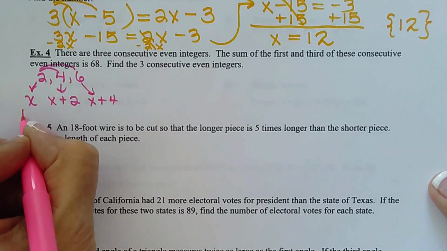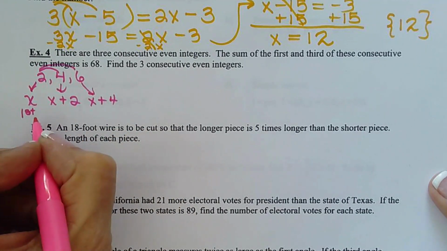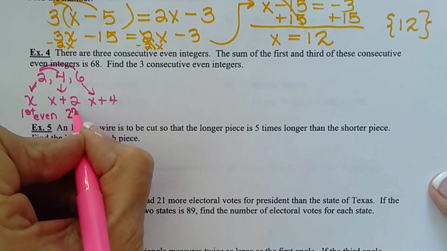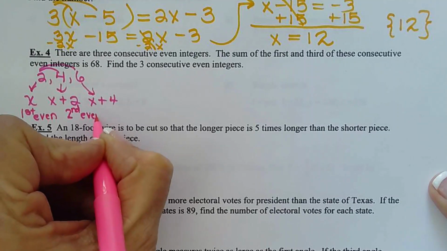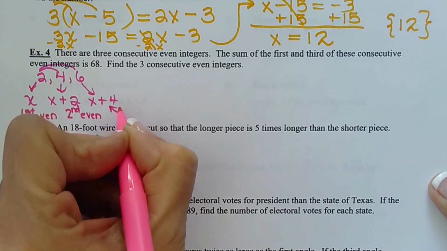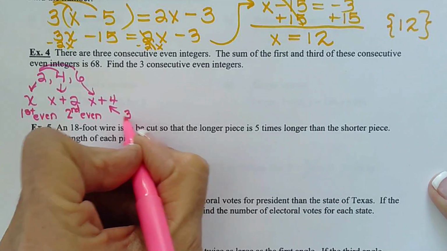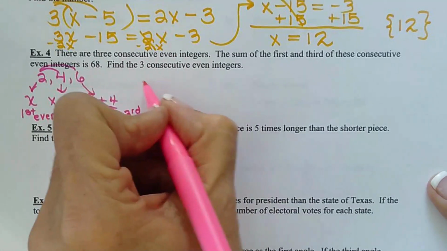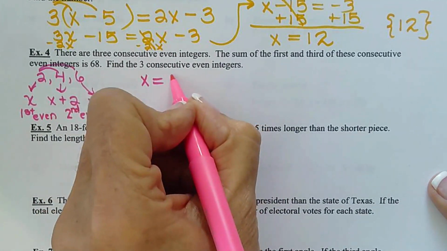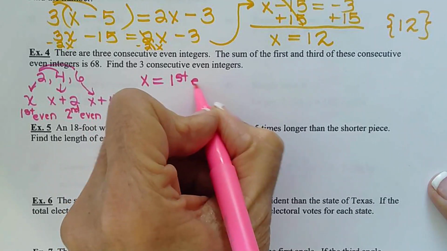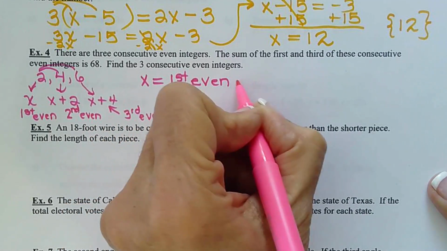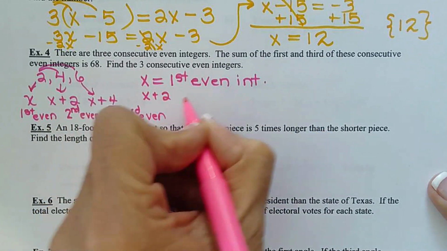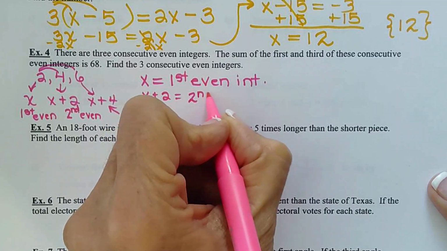So you can call this your first even, second even, and third even. And I know some teachers are very particular about variable statements, so I'm going to write it out too. I shouldn't have done that shortcut. First even integer, x. x plus 2 is the second even integer.